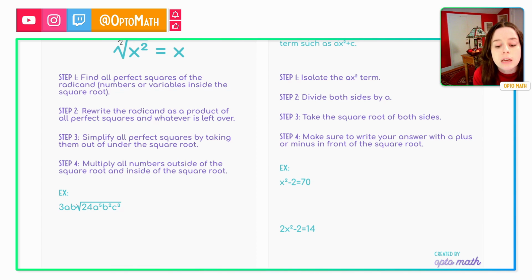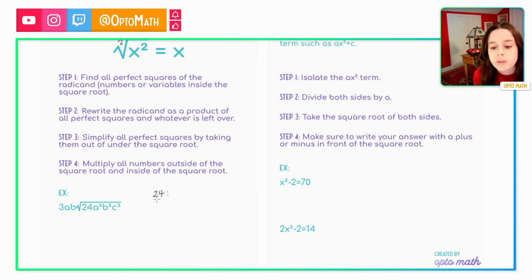So here is an example. We have 3ab times the square root of 24a to the 5th, b to the 2nd, c cubed. I said b to the 2nd, you could say b squared, of course. So we're going to find all of the perfect squares. Let's take 24 and write it with all of its perfect squares.